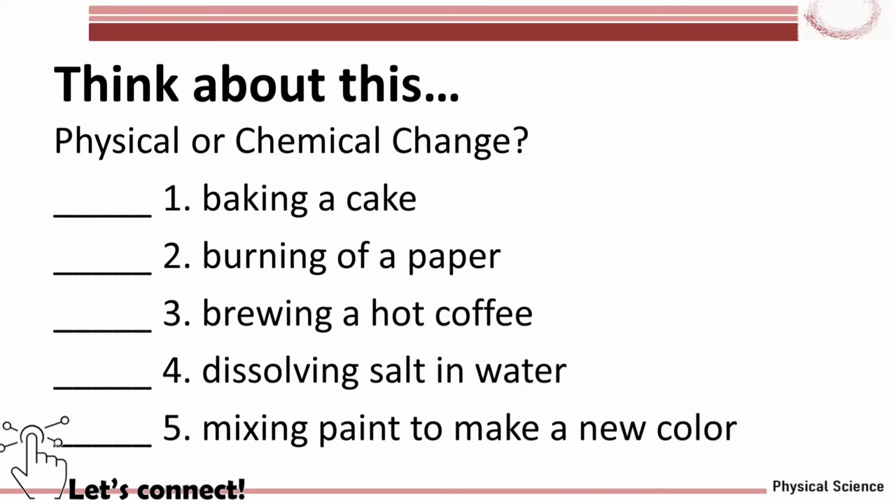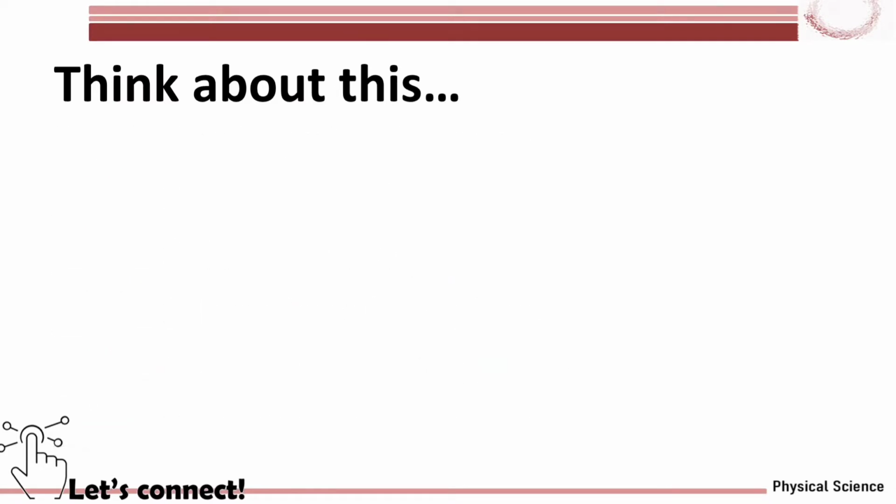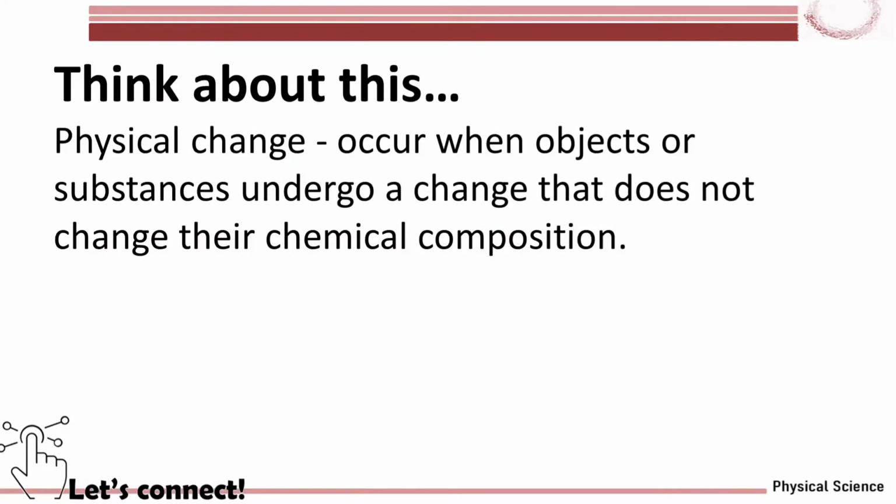Number 1, baking a cake. It is chemical change. Burning of a paper. Chemical change. Brewing a hot coffee. Physical change. Dissolving salt in water. That's also physical change. And mixing paint to make a new color. Chemical change. So, ano yung pagkakaiba ng physical change sa chemical change?